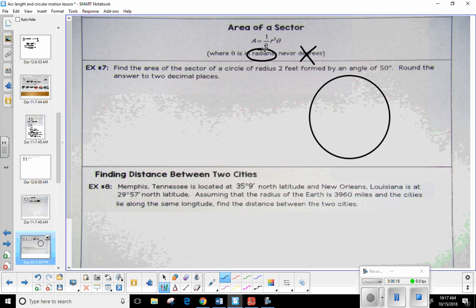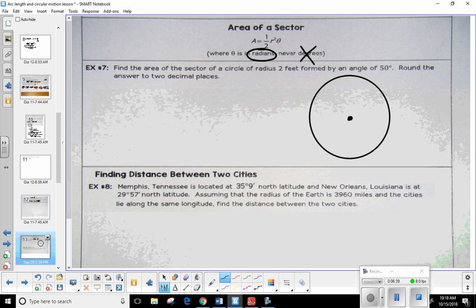And we're not talking about the mode of your calculator. Okay, you can still work with radians and degrees and have it in degree mode. We're not ready yet to put it in radian mode. We will very quickly. But let's take a look at our example. Find the area of the sector of a circle of radius 2 feet formed by an angle of 50 degrees. Round to 2 decimal places.